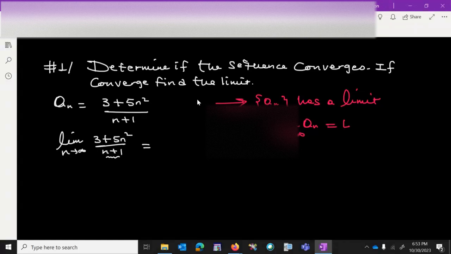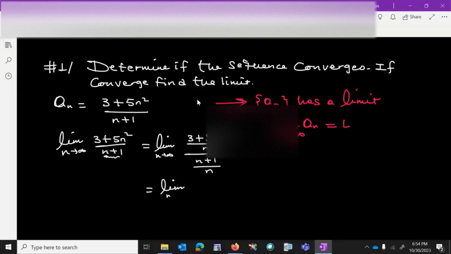What does this mean practically? This is what it means. The limit, of course, as n approaches infinity, of 3 plus 5n squared divided by n, because n is the highest exponent in the denominator, over n plus 1 again divided by n, because I said divide everything by the highest exponent in the denominator. Now let's see if we can simplify something. Still, I don't substitute my n yet.